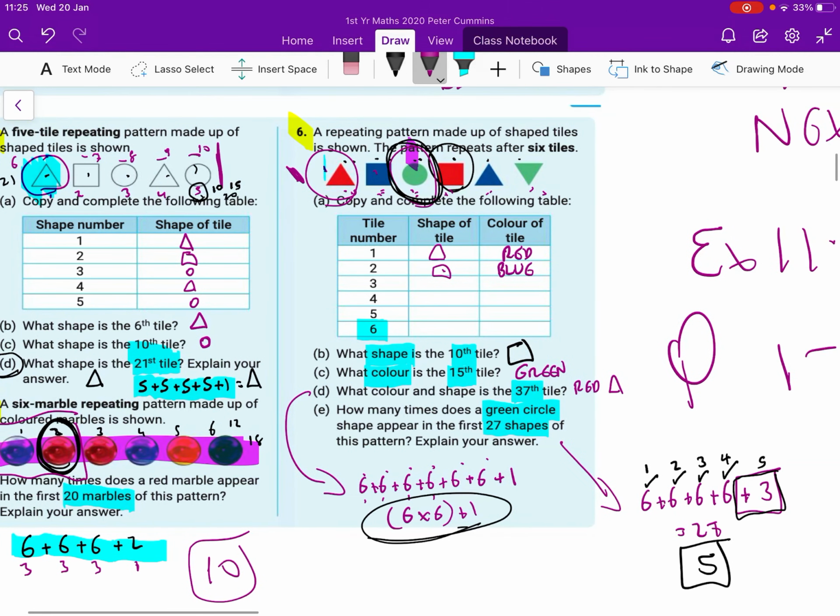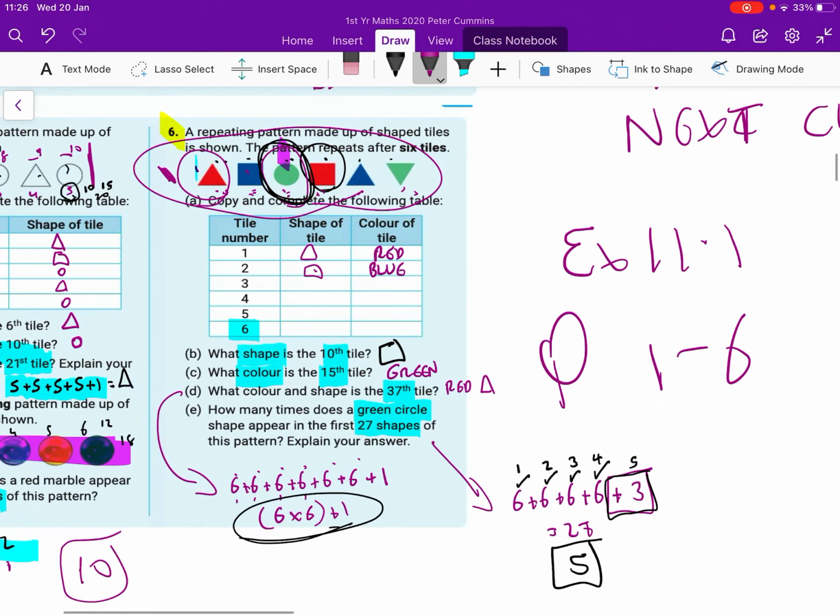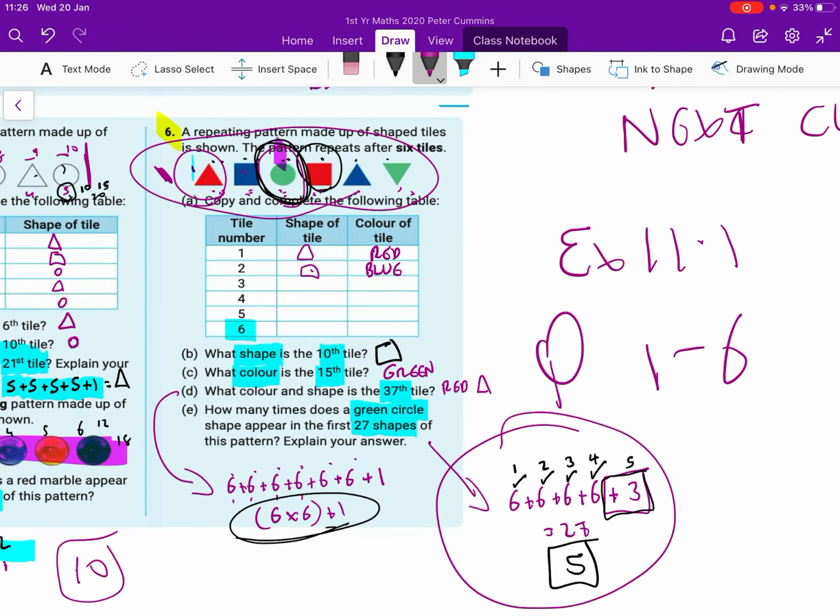Okay, and question number 6 is pretty much the same thing, in that you have the full sequence there. So your full sequence is all 6 in a row, and you're just repeating. So every 6 you're going to get red triangle, blue square, green circle, and so on. And I filled the answers in there for you and explained it in exactly the same way for the difficult part, which is part E.